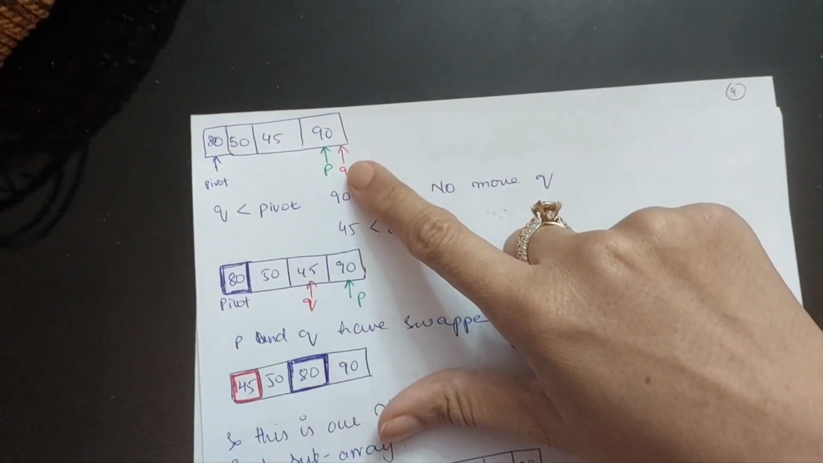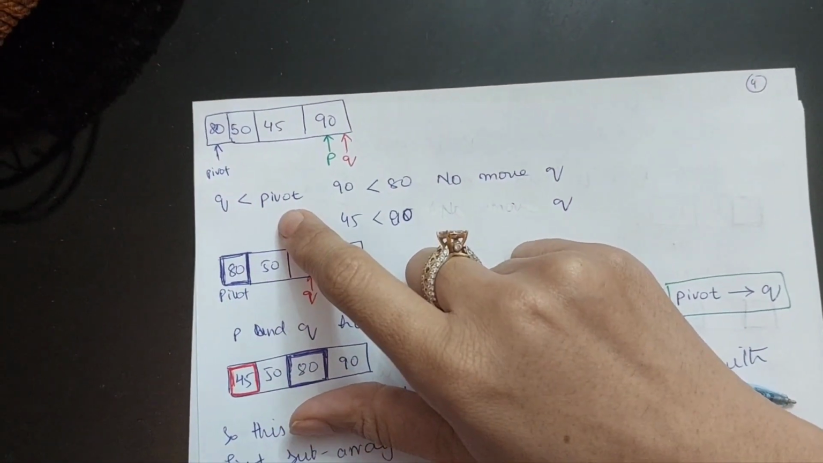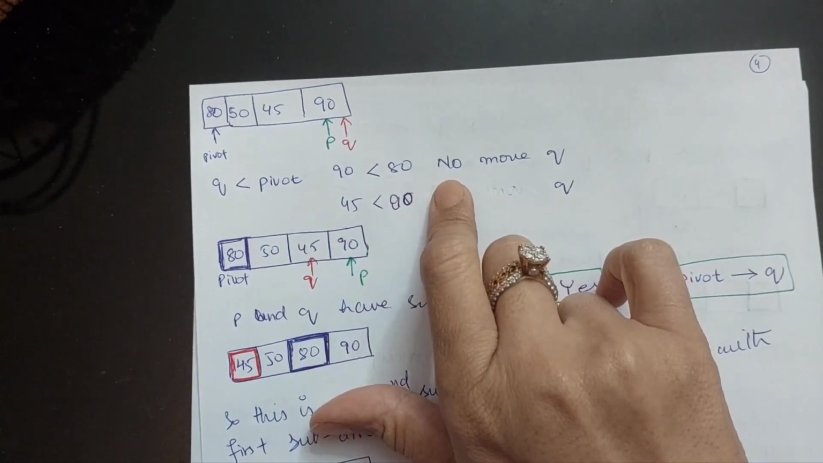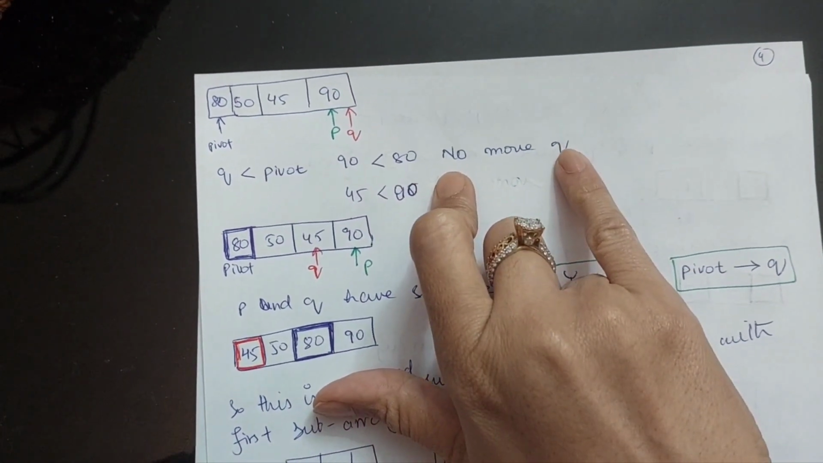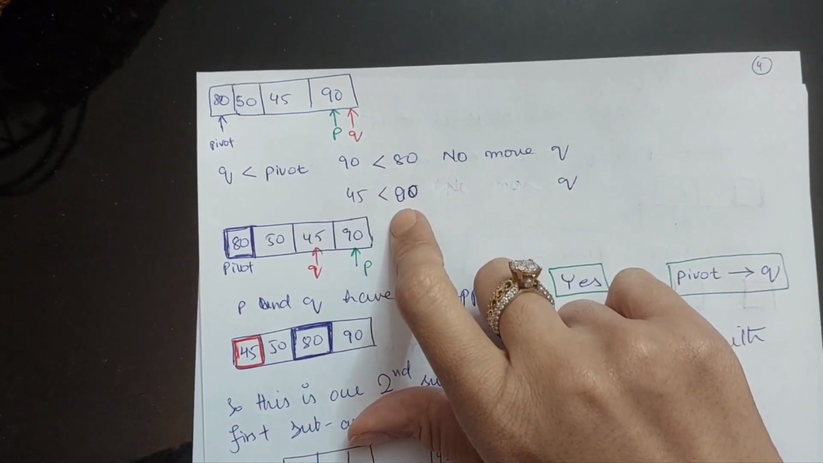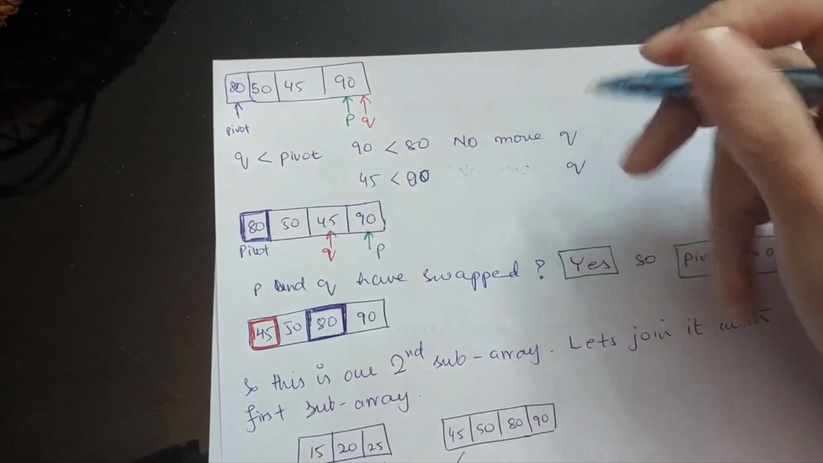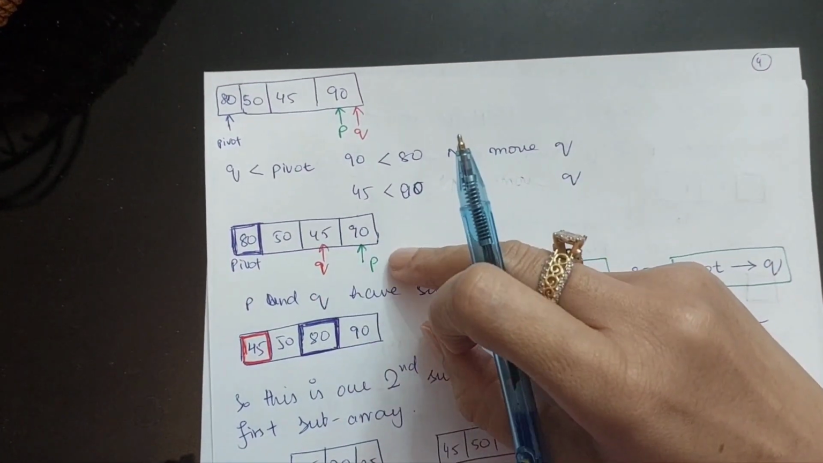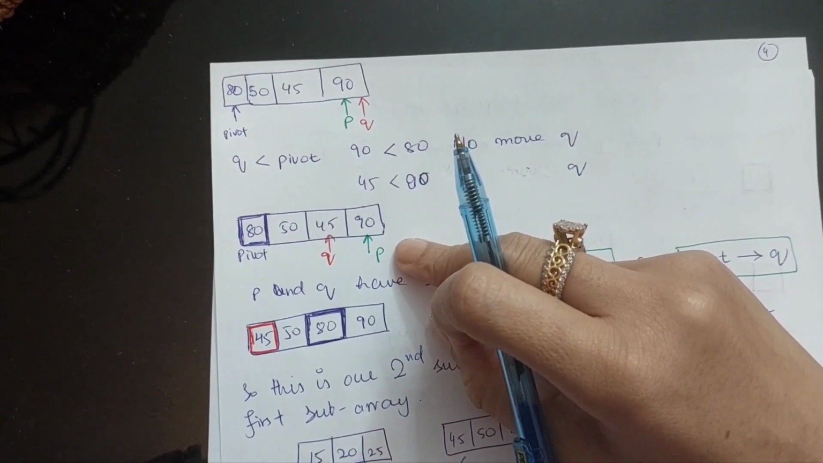Okay, so now it's the turn for Q. So is Q smaller than pivot, like is 90 smaller than 80? No, it is not smaller than 80. Okay, we can move Q one location back. Is 45 smaller than 80? Yes, so we are going to stop Q here. So Q is stopped here and P reached over there.